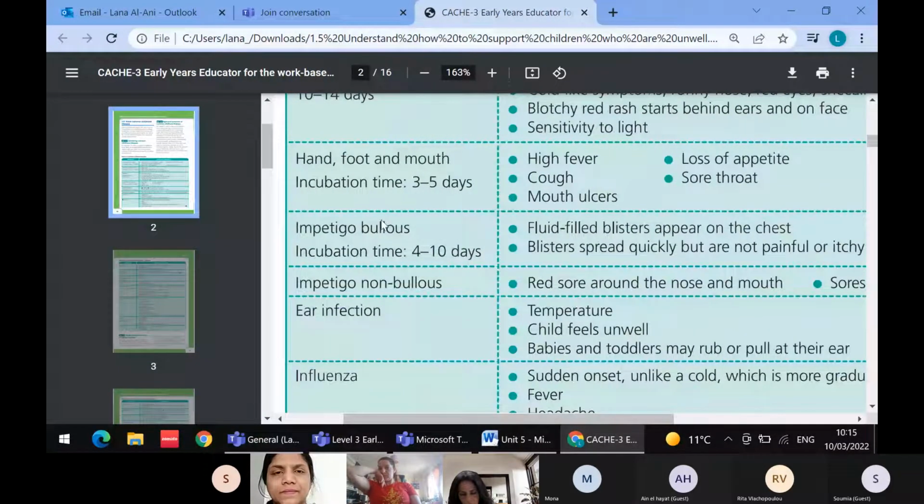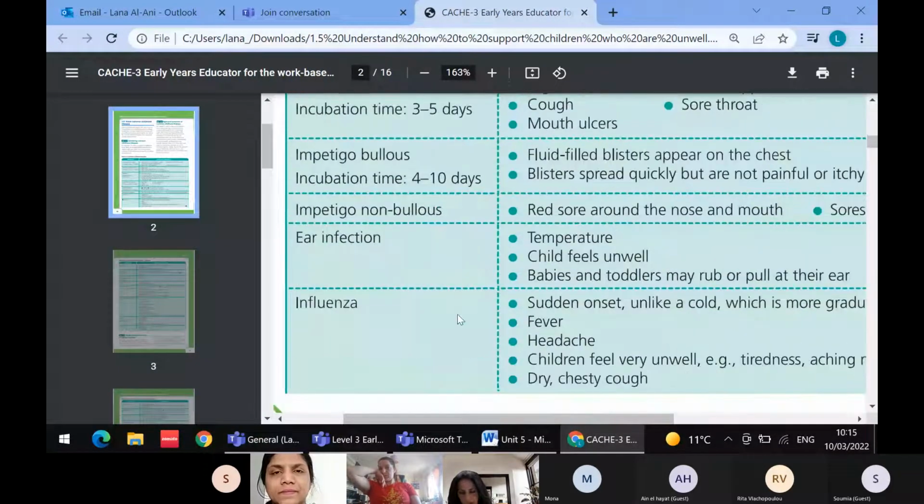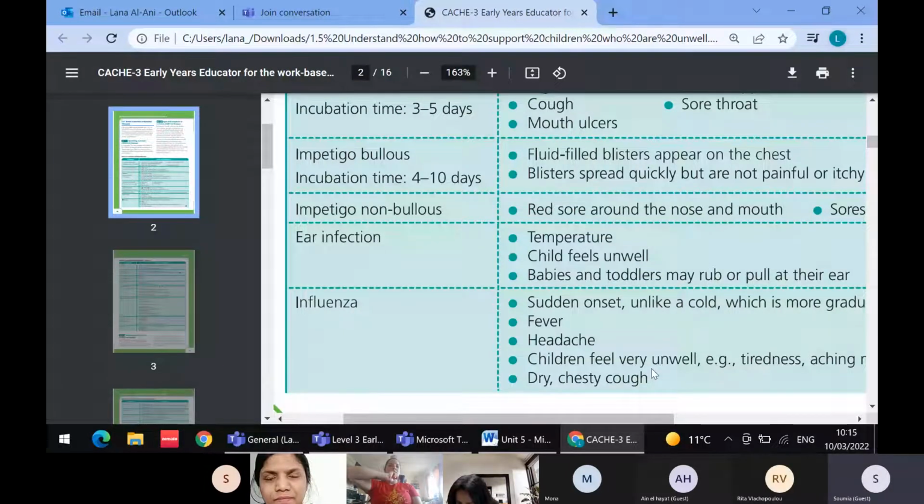Yeah, so now how about the ear infection? Can you tell me what the symptoms are for the ear infection? They will have a temperature. Higher temperature, yeah. Very good. And the child will feel unwell. He has pain in the ears. Very good. And the toddler might start rubbing and pulling their ears. Why? Because it hurts them.